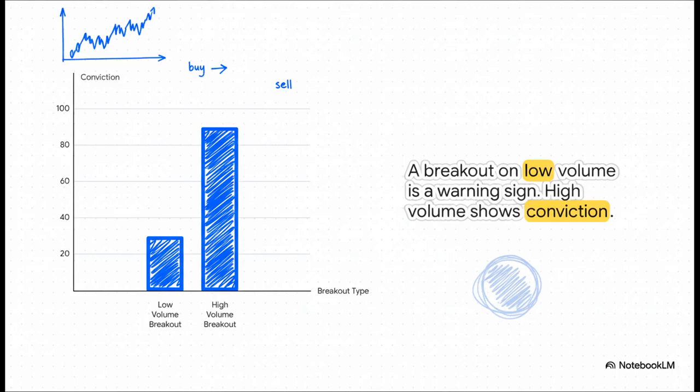Volume is simply how many shares are being traded. It's the crowd. And as you can see here, it makes all the difference. A breakout that happens on wimpy, low volume, probably not going to last. There's just no conviction behind it. But a breakout that happens with a massive spike in volume, now that tells you the big players, the crowd, everyone is on board. That is a high conviction move.